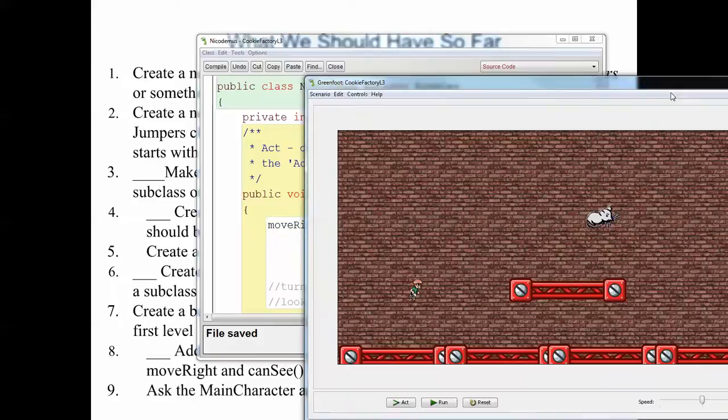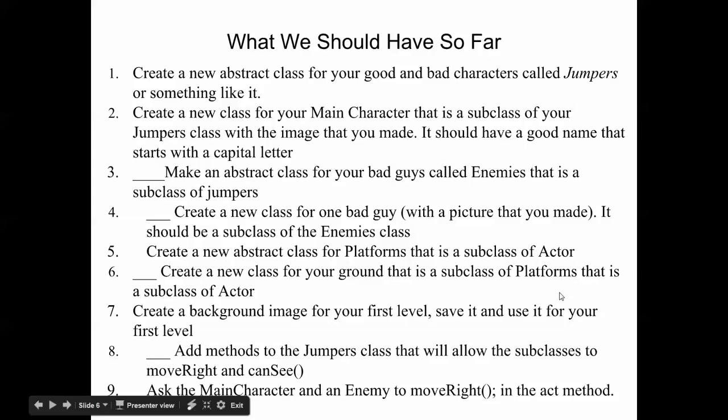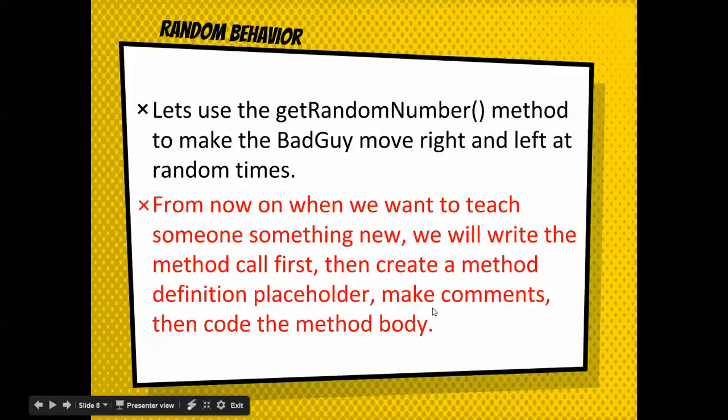Okay, fix that. If you don't have that so far, here's a list of what we need so far as well. You can read it. Okay, so we need to use random behavior. Our current enemy only moves right. We need random behavior to make him move back and forth. Greenfoot, as you know, has the getRandomNumber method, but it's located in the Greenfoot class. We don't have access to it. So therefore, we're going to use the dot notation to access the getRandomNumber method that exists in a class we don't have access to. All right, so let's use the getRandomNumber method to make the bad guy move right and left randomly.